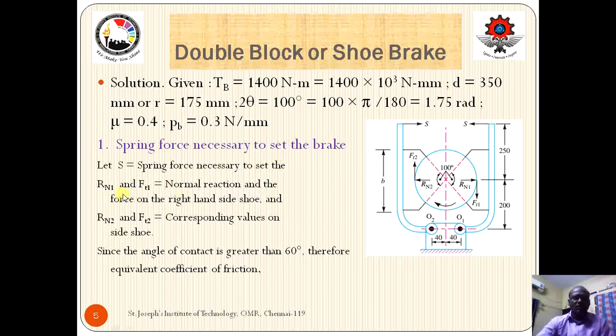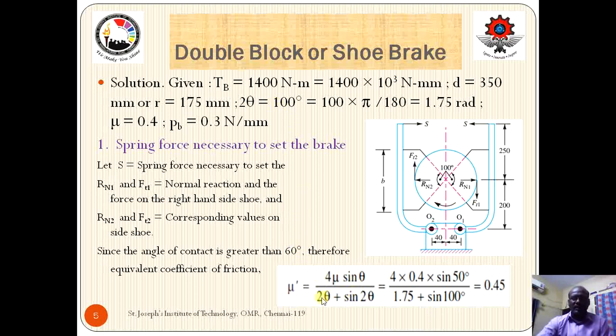So now you have to find out Rn1, Ft1, Rn2, Ft2, all these things. Now the 2θ value is greater than 60 degrees, so you have to find the equivalent μ dash. Okay, using the formula 4μ sin θ divided by (2θ + sin 2θ). 4μ sin 50 degrees, since 2θ is 100, so θ is 50. So for 2θ, we substitute the value in terms of radians.